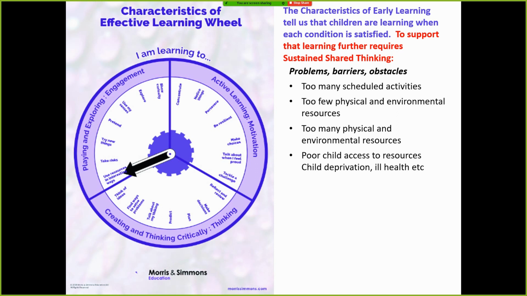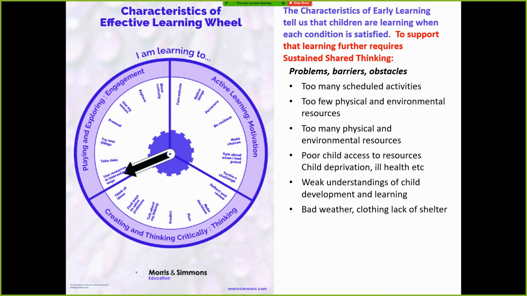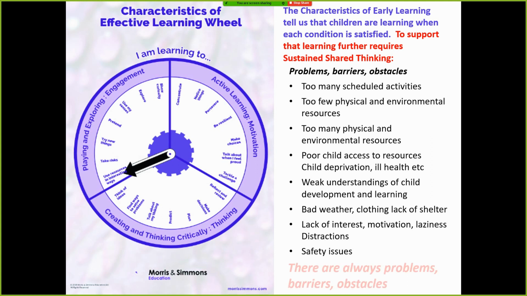Sometimes there's too much to allow the free flow play to happen. Sometimes there's too few physical resources, too many sometimes as well. Sometimes there's poor child access to resources for unavoidable reasons that need to be taken into consideration. Sometimes it's practitioners that don't really understand why they're doing it. But there are practical things on a day-to-day basis. Even the weather affects it sometimes, and motivation and safety.